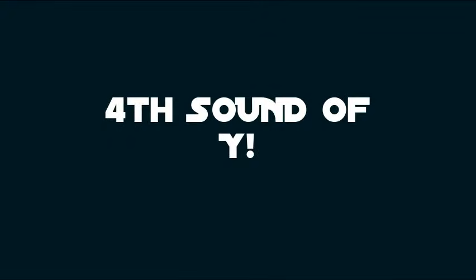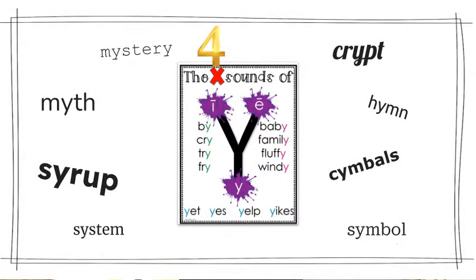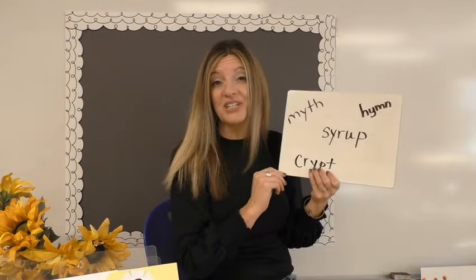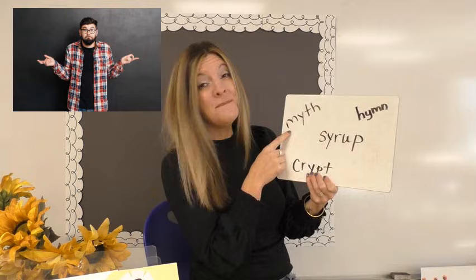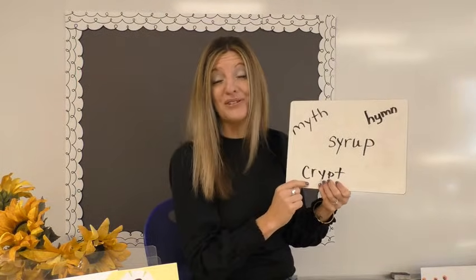Well, there's actually a 4th sound of Y. We didn't learn about this a few weeks ago because there aren't very many words. It's not very common, and it's kind of a tricky pattern. But sometimes Y in the middle of a syllable can actually make the short I sound, like myth, or hymn, or crypt, or syrup. And knowing that is really important for today's suffix pattern.